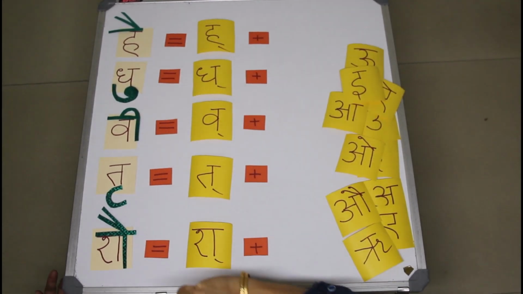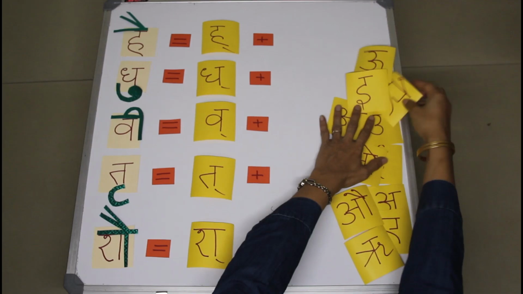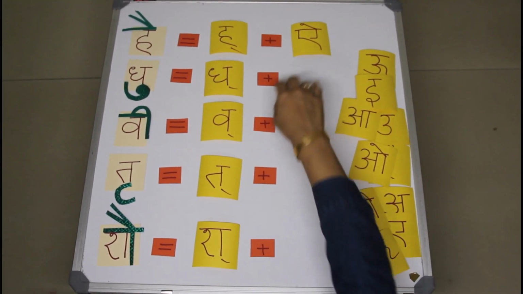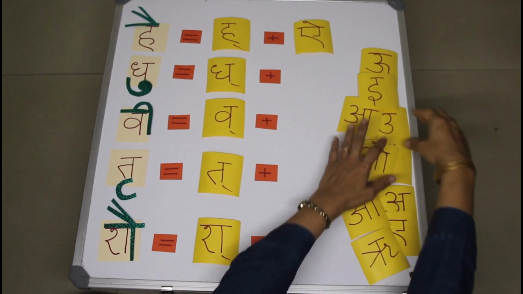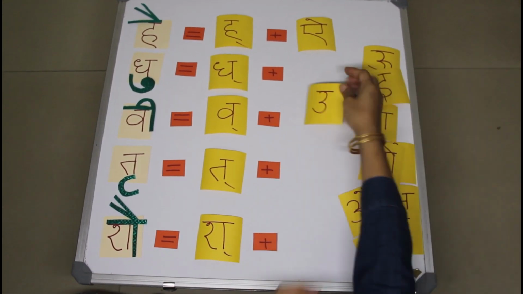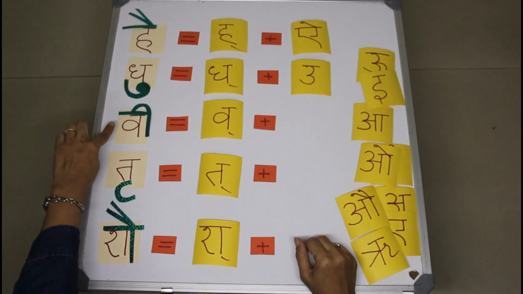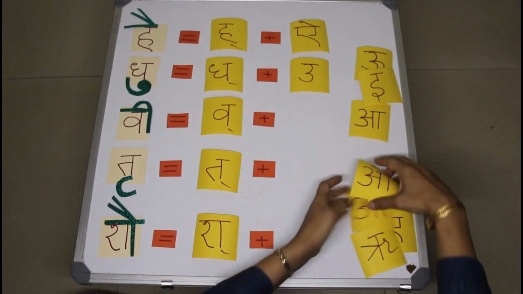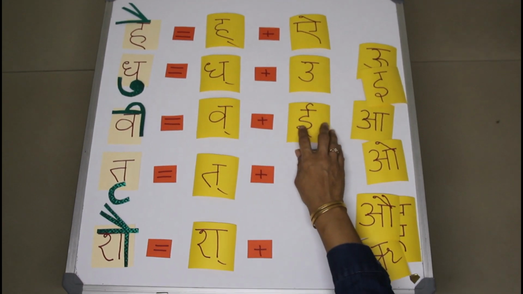So hai, what is hai? Hai is equal to ha halant plus a. I need to search for a, and here it is. So I keep it here. Next is dhu. Dhu is dha halant plus o. Yeah, it is here. So I pick up the o and keep it here. Next I've got vi. Vi is va halant plus e. Let me search for e. Yeah, here it is. So here goes e.